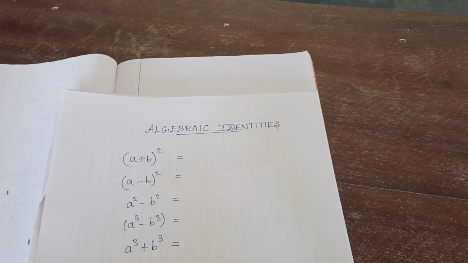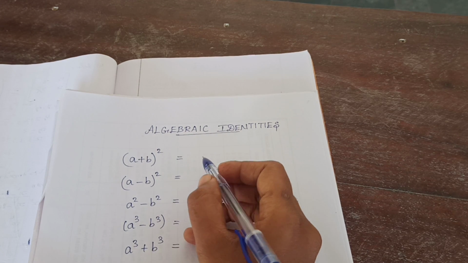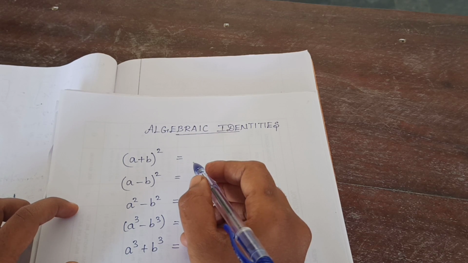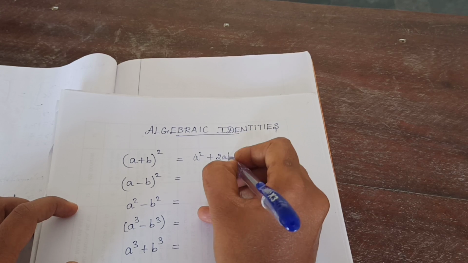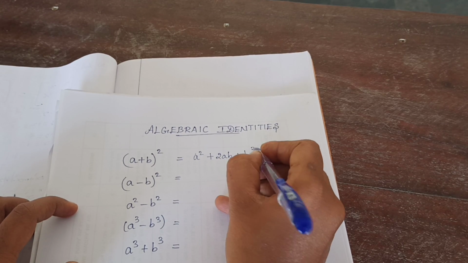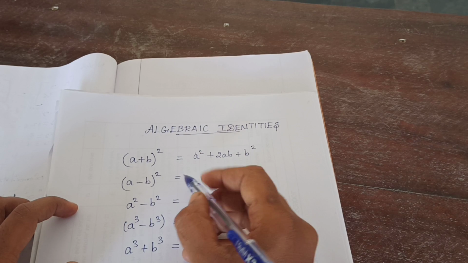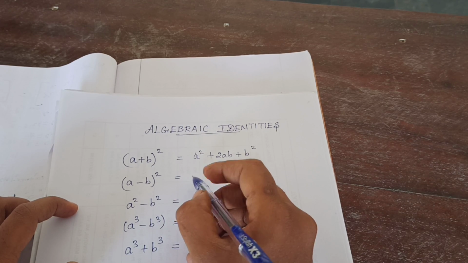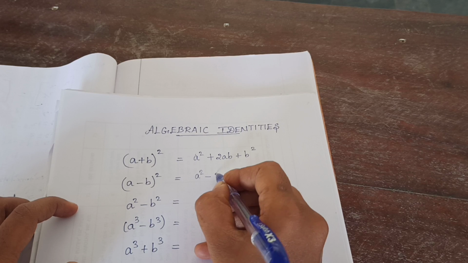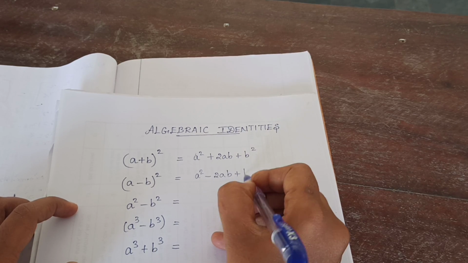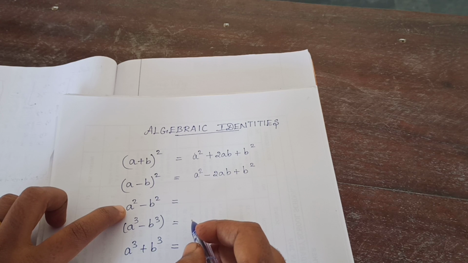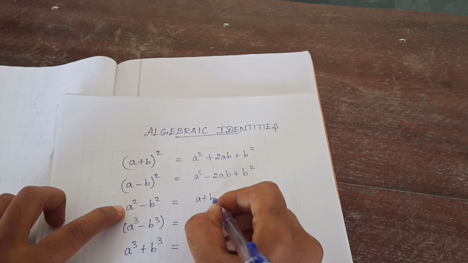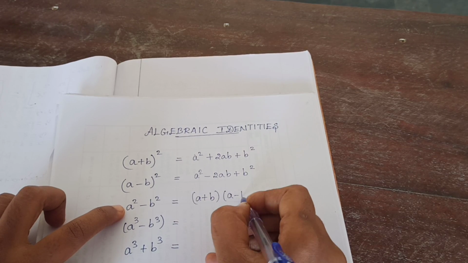Okay, let's listen. The first identity, a plus b the whole square, equals a square plus 2ab plus b square. The next one, a minus b the whole square, a square minus 2ab plus b square. I think this formula is very familiar to you. What is this? A square minus b square, a plus b into a minus b.